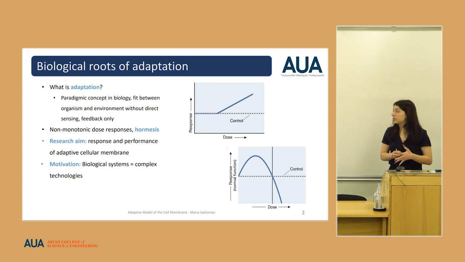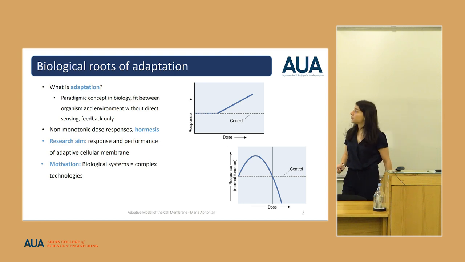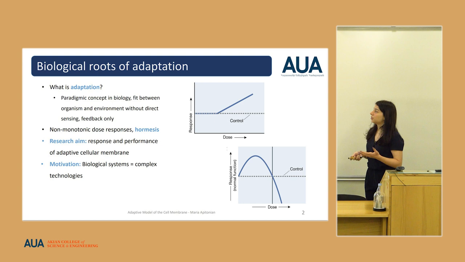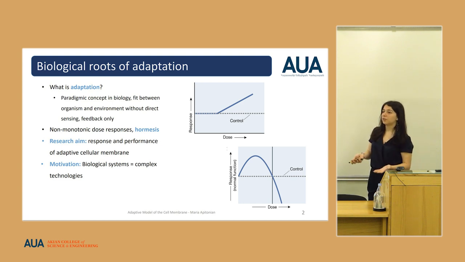In the context of this thesis, the model of the cellular membrane that will be developed will be analyzed in the context of non-monotonic dose responses, namely hormesis. So what are non-monotonic dose responses and what is hormesis? Dose responses describe the relationship between the administered or accessed dosage of a stressor or of a stimulus and the magnitude of beneficial or adverse effects.